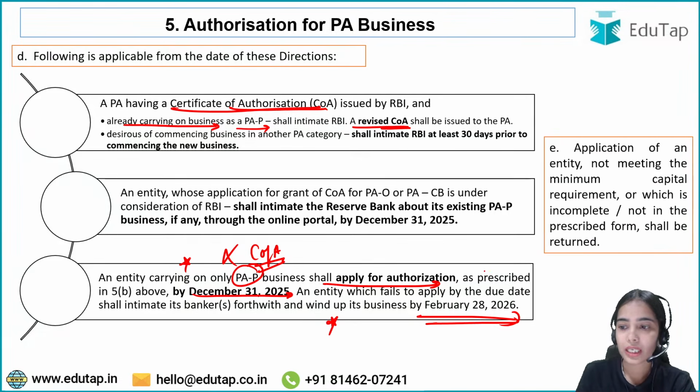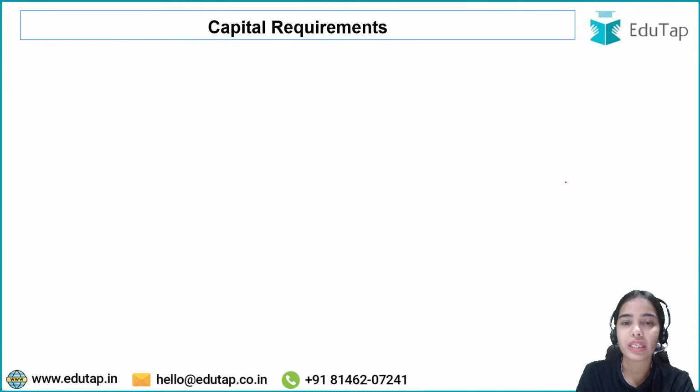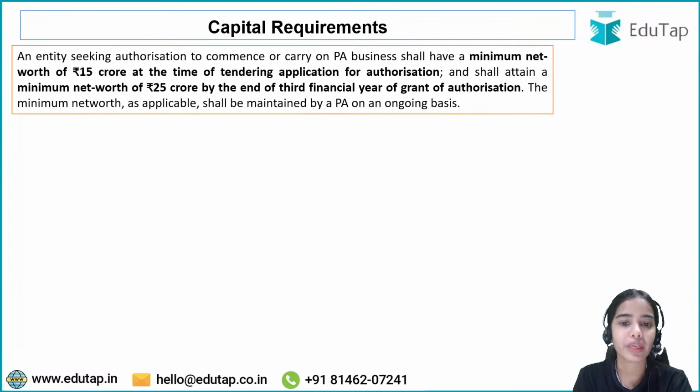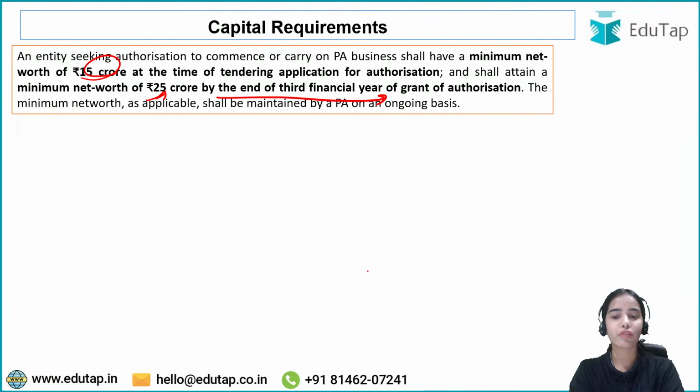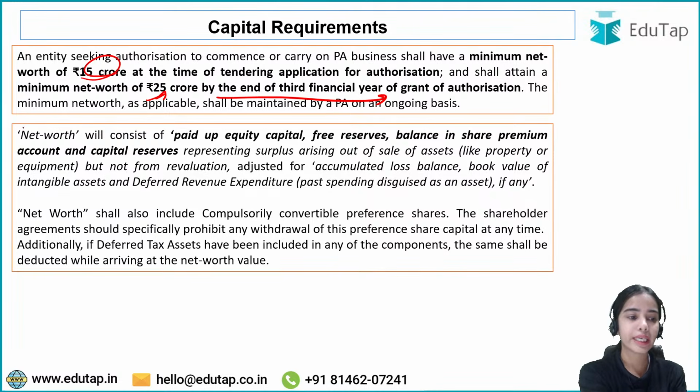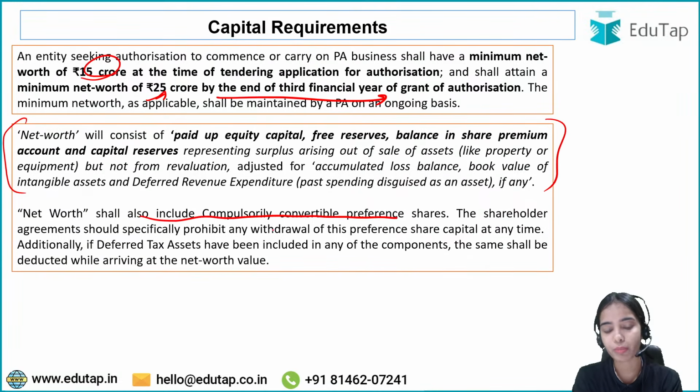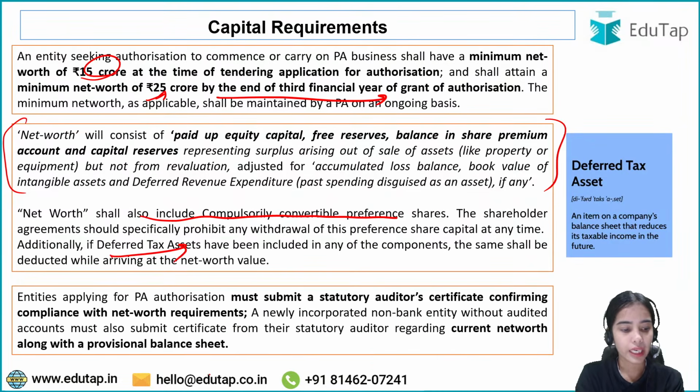Application of an entity shall be rejected if they are not meeting the capital requirement. Capital requirement is 15 crore net worth in the initial phase and 25 crore by the end of the third financial year of grant of authorization. Net worth definition has been amended a little to include compulsorily convertible preference shares and to exclude the deferred tax asset. Then entities that apply for payment aggregator authorization need to have the certificate from the statutory auditor.